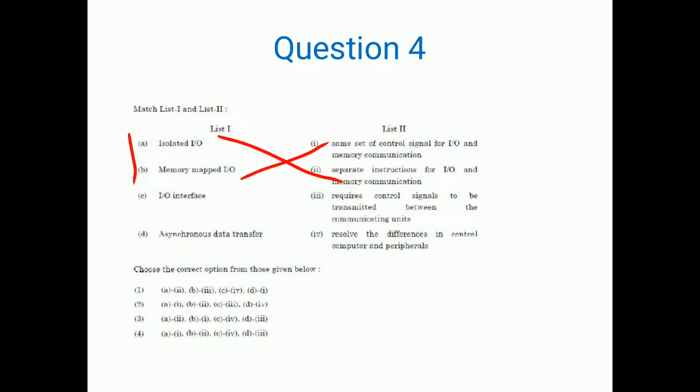So in the options, we have given C, that is A is matched to 2 and B is matched to 1, and C is matched to 4, and D is matched to 3. So this option is different from the other options, so the answer will be C. So moving further to the next question.